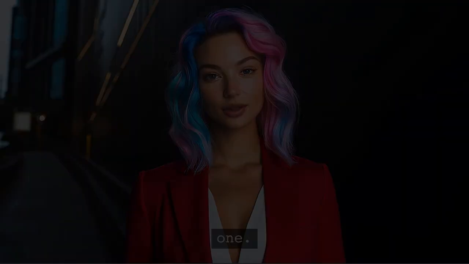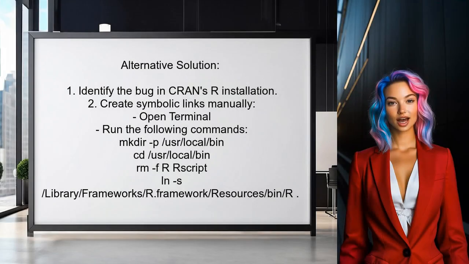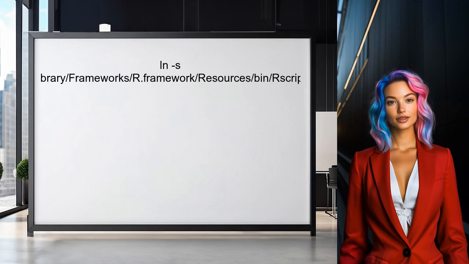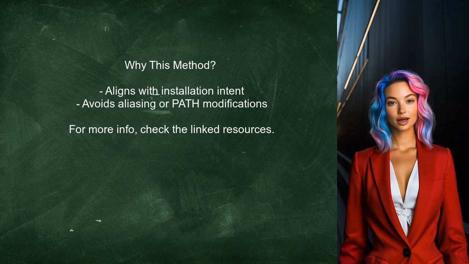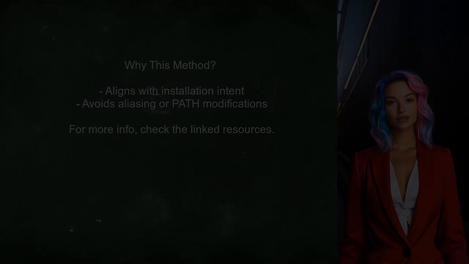Let's explore another one. An alternative solution has been provided by another user. They point out a bug in the CRAN R installation package that prevents the correct installation of symbolic links for R and RScript on macOS versions 12 and above. To fix this, they suggest manually creating symbolic links in the /usr/local/bin directory that point to the R and RScript binaries. This method is preferred over creating aliases or modifying the path variable, as it aligns with the intended installation process. For more details, you can refer to the user's linked resources.